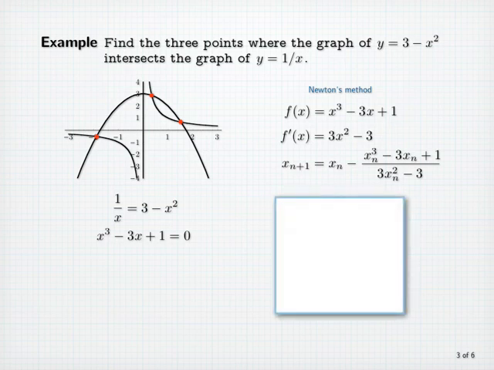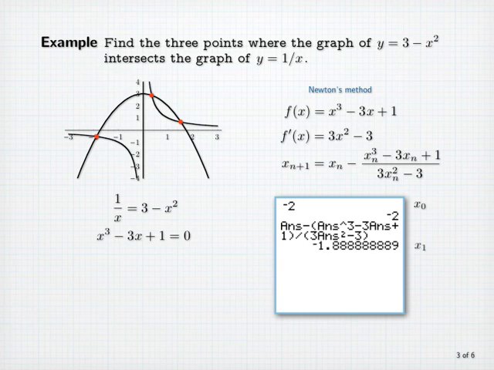From the graph we can see that the x-coordinate is approximately minus 2, so let's use that as an initial guess and begin by entering that in our calculator. Now we'll type in the expression on the right-hand side of the Newton's method formula using answer in place of xn, then enter to calculate x1. Then we press enter again to get x2, again to get x3, and then again to get x4.